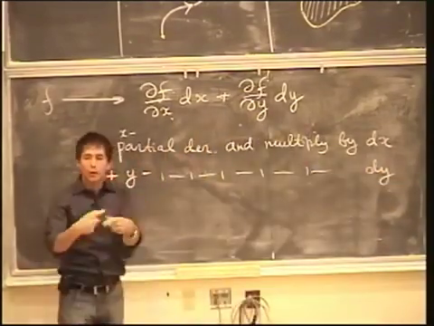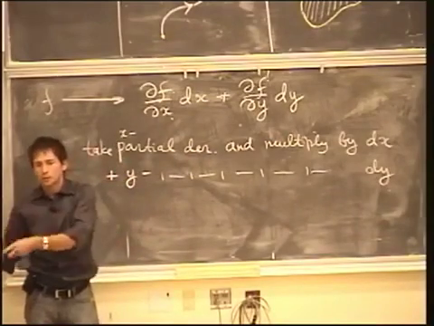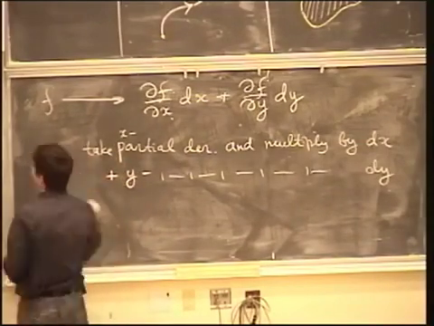That's what it is. Right? So there are two possible partial derivatives. I take the partial derivative multiplied by dx, and the second partial derivative multiplied by dy. So let's take this as a guiding principle. Now I would like to apply it here.